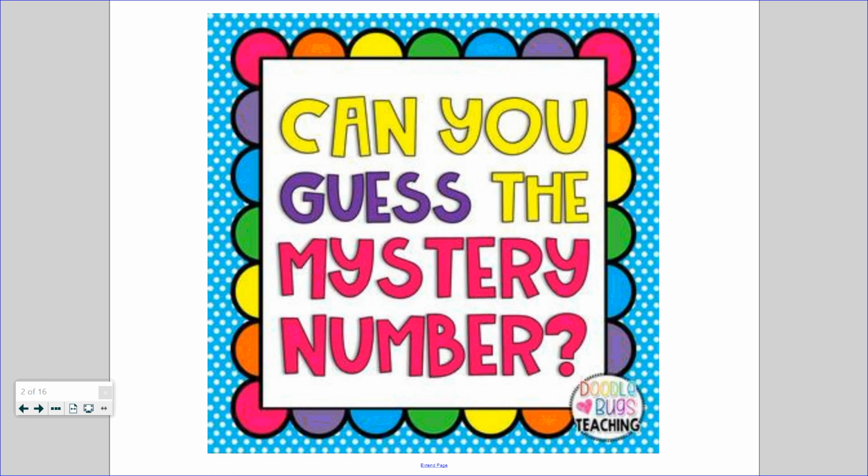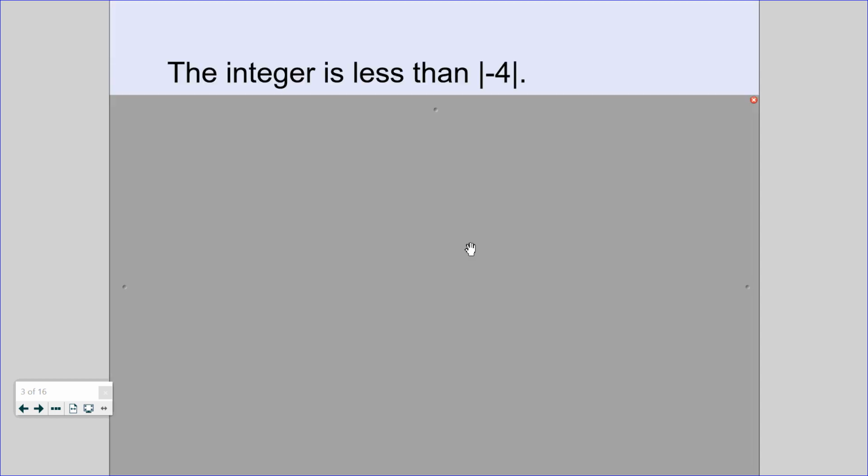So can you guess the mystery number? I'm going to give you some clues, and you're going to try to guess. The integer is less than absolute value of -4. First of all, what is absolute value of -4? If you have a number line, here's -4, what is the distance? How far is -4 from 0? 4 units. So the absolute value of -4 is 4. So it has to be less than 4.